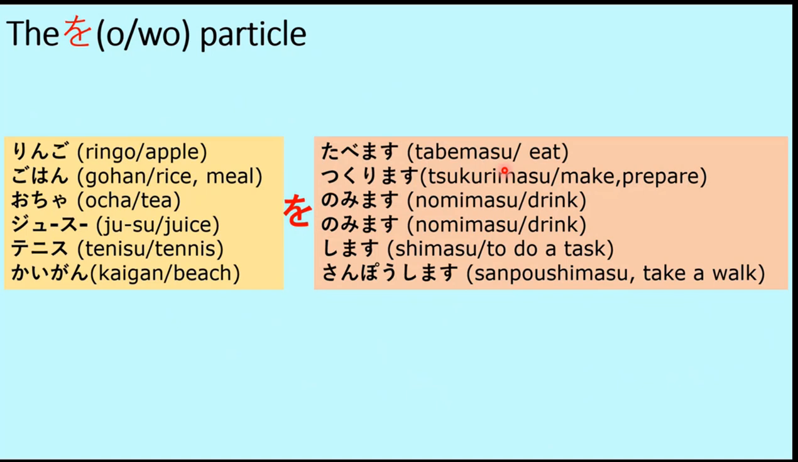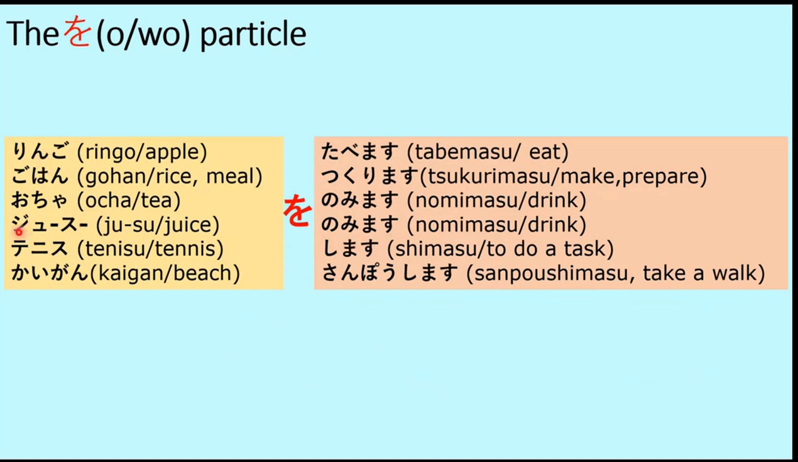So if I want to say I prepare rice or I will make rice, then the verb is tsukurimasu. Tsukurimasu means to prepare. So gohan o tsukurimasu means I prepare rice or I will prepare rice. Then we have ocha, which is tea. Ocha o nomimasu. Now this is something to drink. So the verb for drink is nomimasu, or nomu is the root verb. Similarly, juice. Juice o nomimasu.